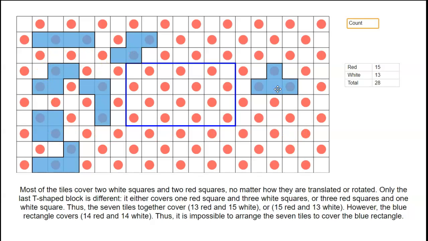So if we consider all 7 tiles together, they're never actually going to cover the same number of white and red. These 6 over here cover 12 white and 12 red, and then so either we're going to get 13 white and 15 red, or we're going to get 15 white and 13 red. Okay, so we never get the same number. But if we look inside this 4 by 7 rectangle in the middle, this has got exactly 14 white and 14 red. So this analysis shows that we can never cover this rectangle using these 7 tiles.